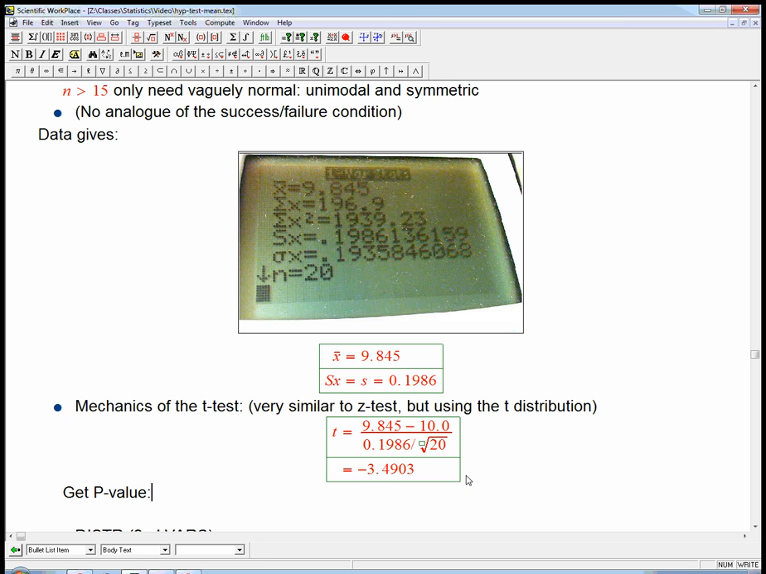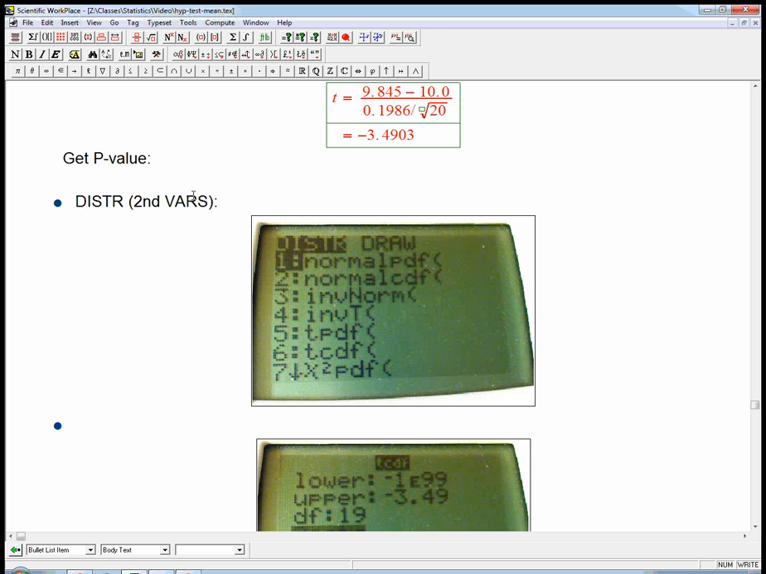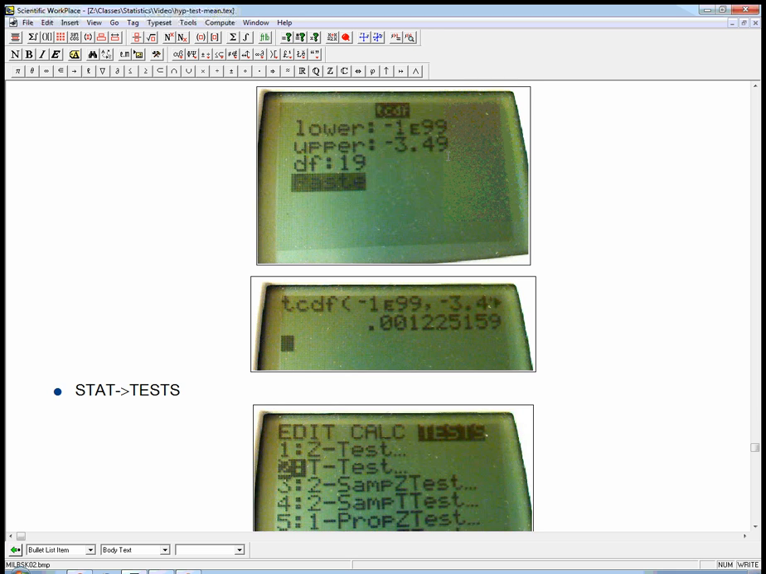Okay, that's where we need a little bit of technology. What we do is we go to DISTR, the second on the VARS button. We have our usual list, and here's where we use tcdf for the first time. We press that, and we get this screen right up here. And we are looking for a lower tail, because this was a one-tailed test on the low side.